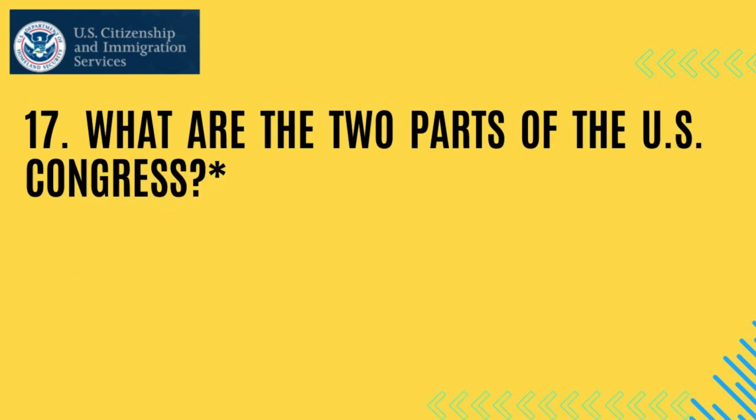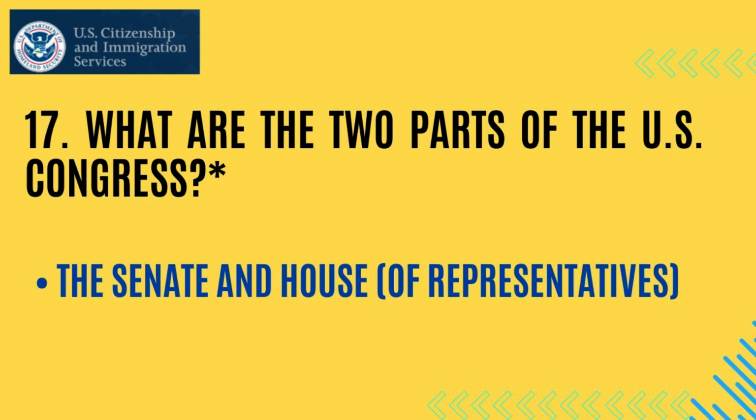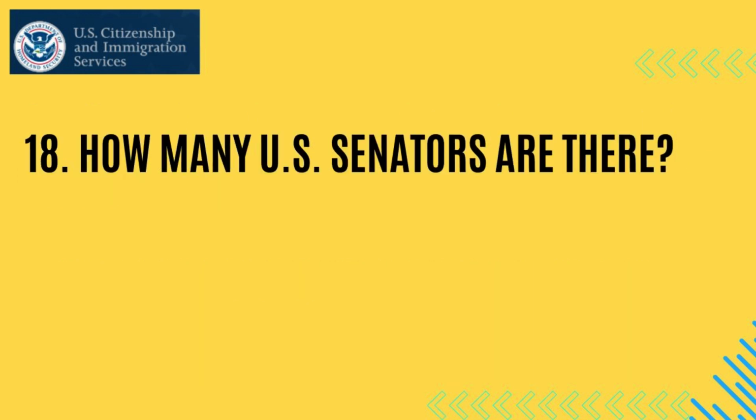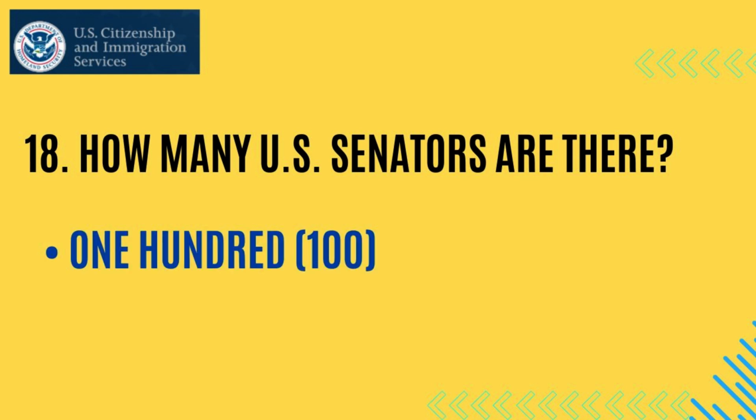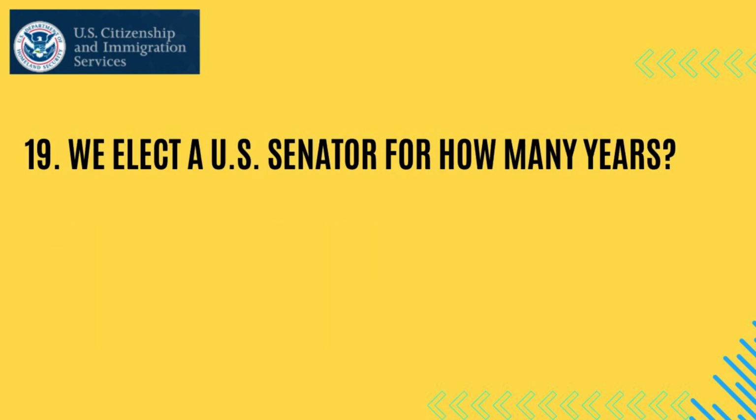17. What are the two parts of the U.S. Congress? The Senate and House of Representatives. 18. How many U.S. senators are there? 100. 19. We elect a U.S. senator for how many years? 6.